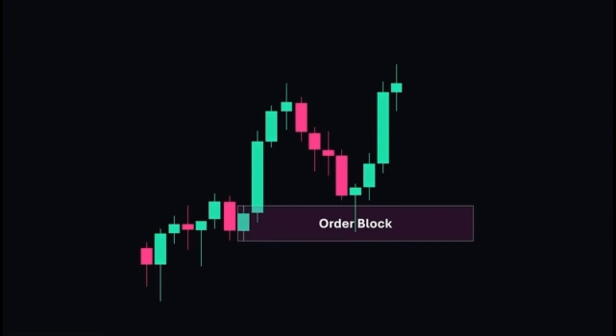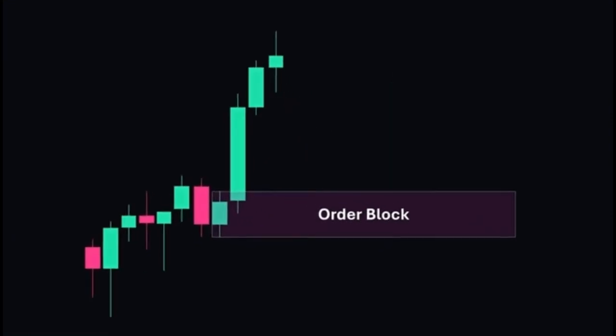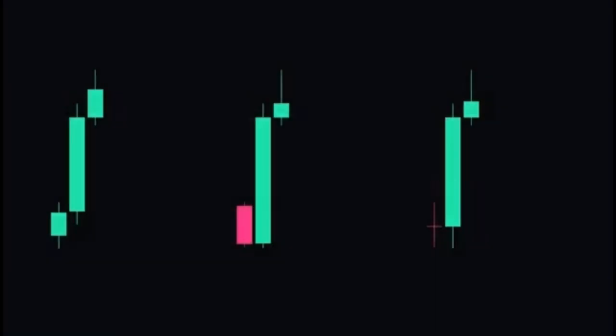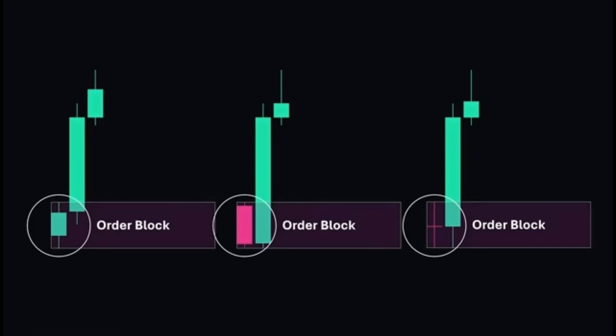Now, how do we mark the order blocks? We take the entire candle before the fair value gap and mark it as the order block. The color of the candle doesn't matter. For example, in a bullish gap, it makes no difference whether the candle is green, red, or even a doji without a strong body. All of them can be considered valid demand order blocks.